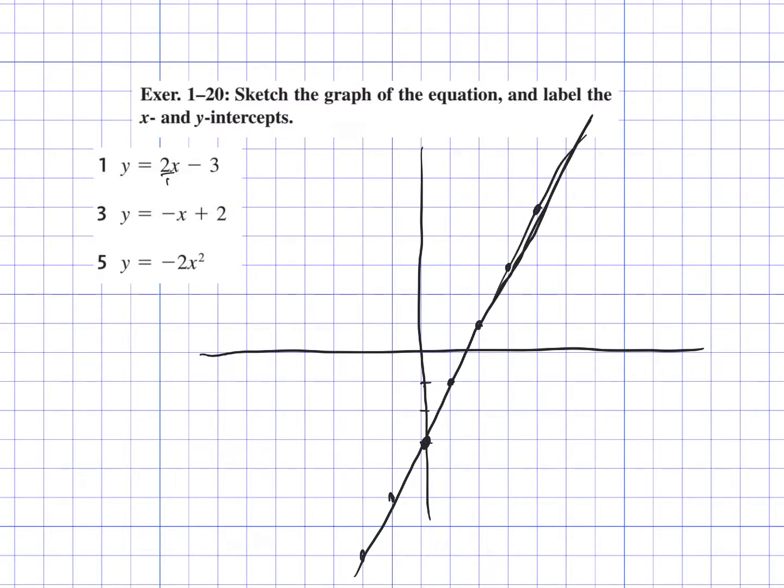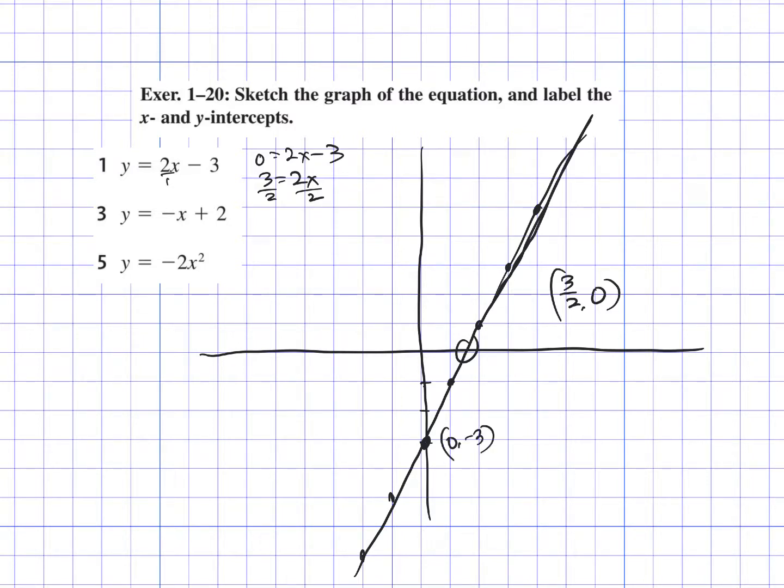But you have to know the intercept. So the x-intercept is where y is 0. So 0 equals 2x minus 3. Add 3. Divide by 2. So you have 3 halves. So 3 halves, 0 is your x-intercept. Okay, and obviously 0, -3 is your y-intercept.